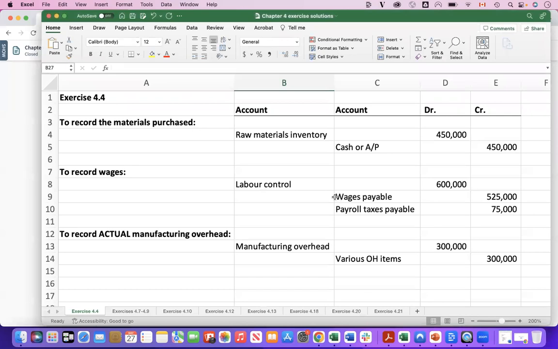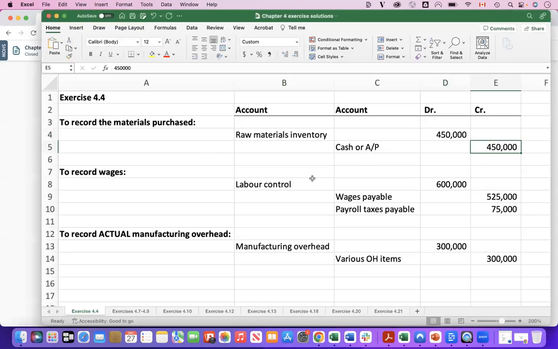So the first journal entry there is to simply record the materials purchased. Materials is an inventory item, so it is a balance sheet account and it is an asset. So to increase it, we're going to debit it. So we're going to debit raw materials inventory for $450,000. The credit, it didn't specify, so we can assume it was either cash or bought on account. So you would credit either cash, which is an asset account, so that would decrease it, or you would credit accounts payable for the same amount, the $450,000. That would be step 1 in that 8-step process we go over here in this chapter.